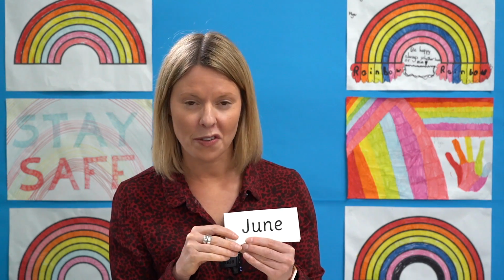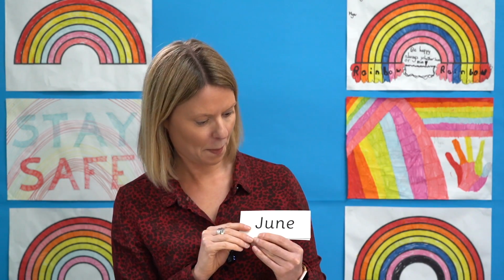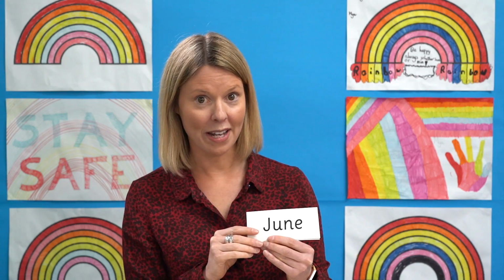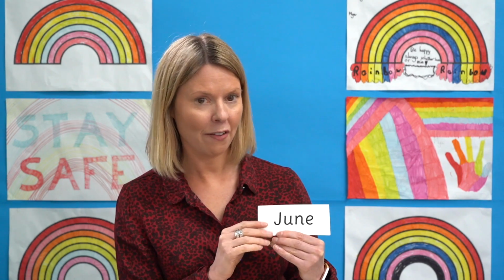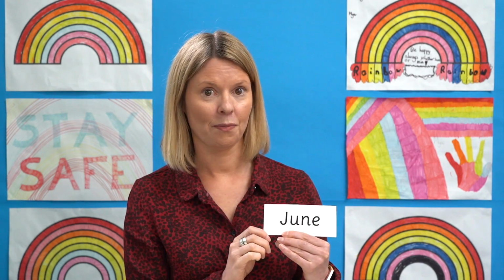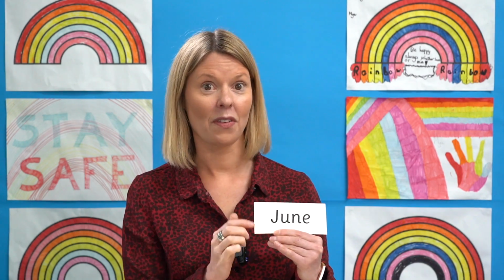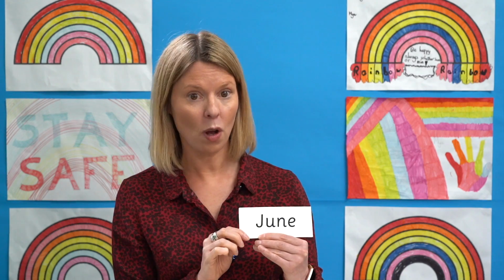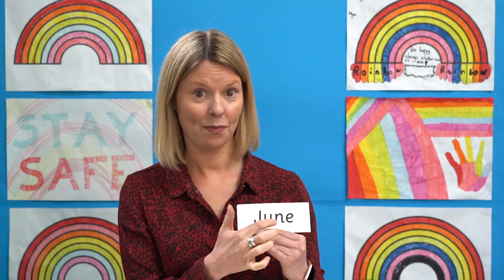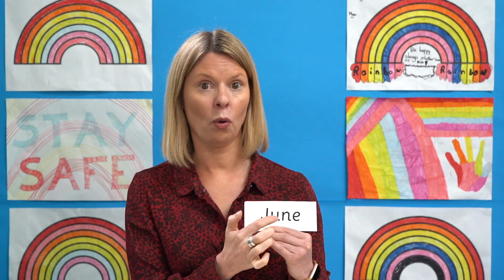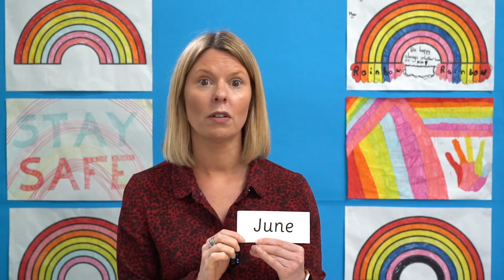Can you spot the split vowel digraph? You're right. The split vowel digraph is u-e. Read each sound as I point. Now blend and read the word. J-u-n, June. June is the month after May.